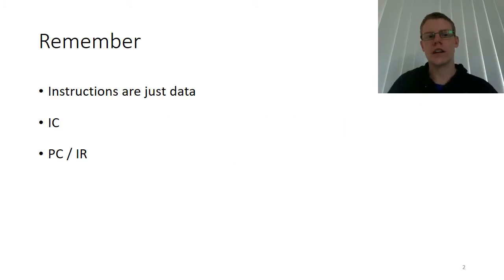So just to reiterate, we discussed that instructions themselves are just pieces of data, and it is purely in how they are interpreted that differentiates them from data. They are still blocks of bits stored in some memory location somewhere. We've talked about the instruction cycle, how that works, and we've also discussed some important registers, the program counter and the instruction register.